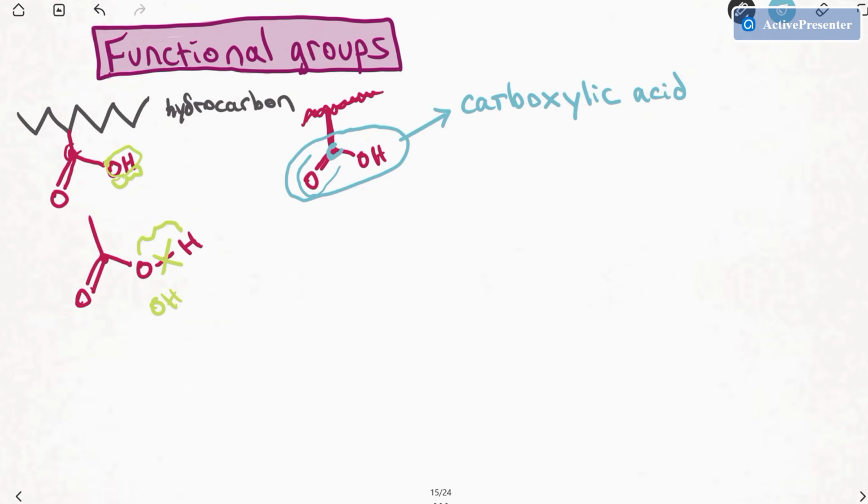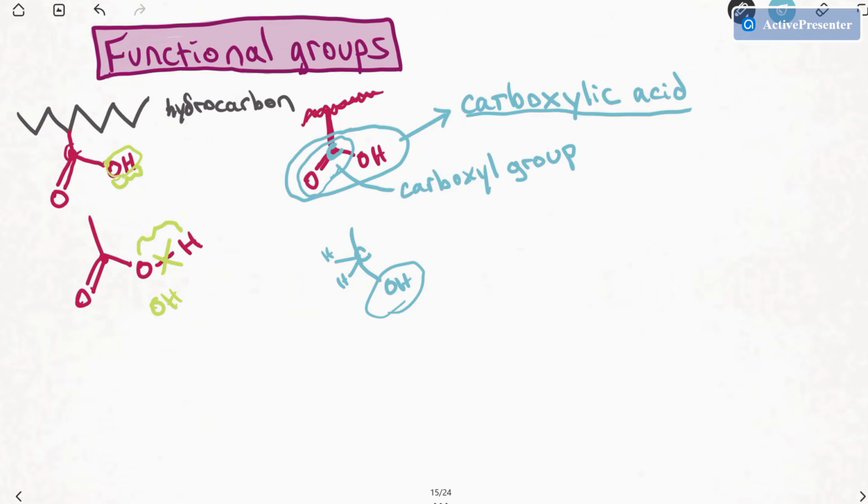If we're just referring to the C with the double bond to the O inside of a carboxylic acid, we call this the carboxyl group. Because this C double bonded to O is what makes it a carboxylic acid, as opposed to just a C and an OH. Because see, then this would have to have 2 hydrogens coming off of it.